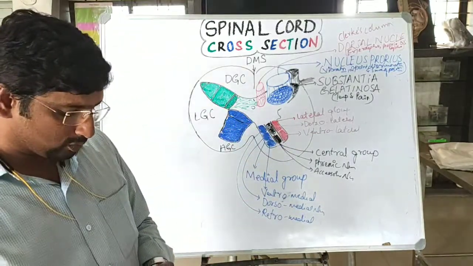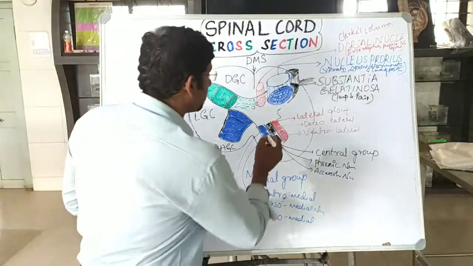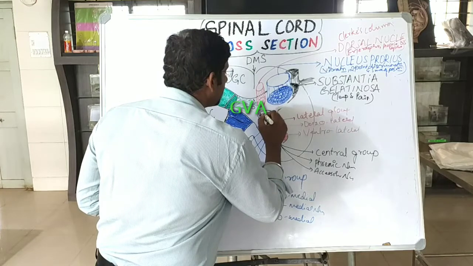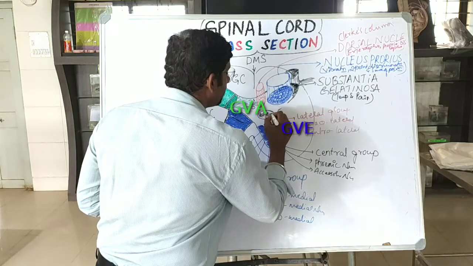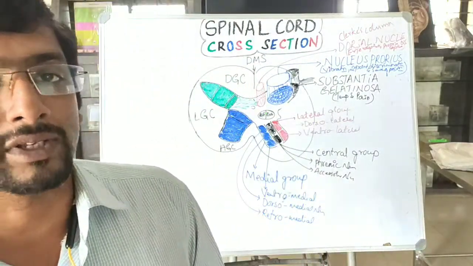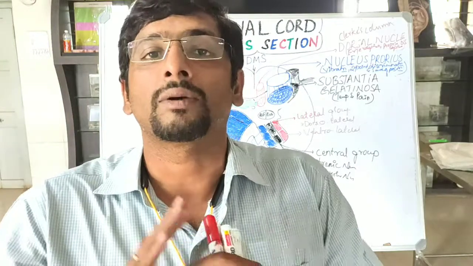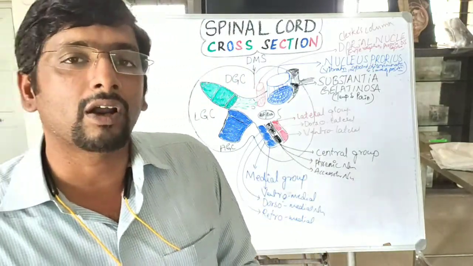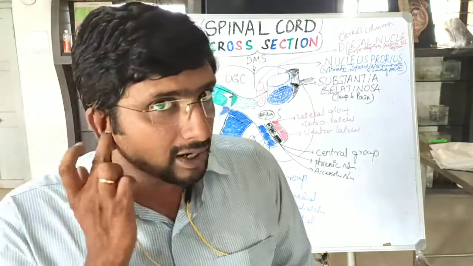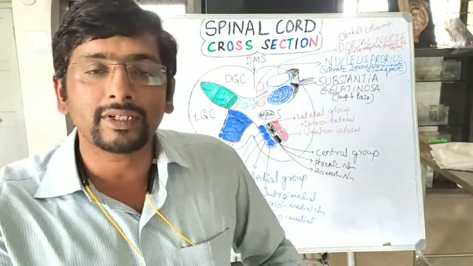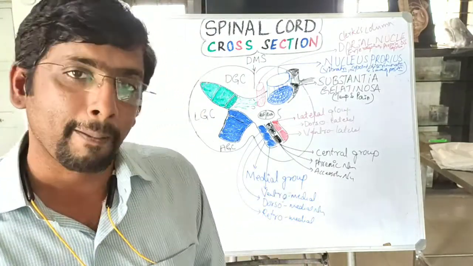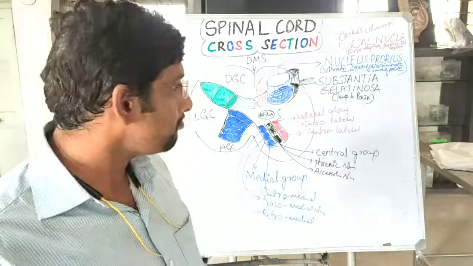Right? So what are those? Those will be represented by this one here, and the GVE and GVA are related with this. These are related with the autonomic nervous supply. They are going to supply the visceral organs and take the sensation from the visceral organs, related with the general motor and the general sensations. Pain sensation from the visceral organs and the glandular secretions towards the visceral organs, right?